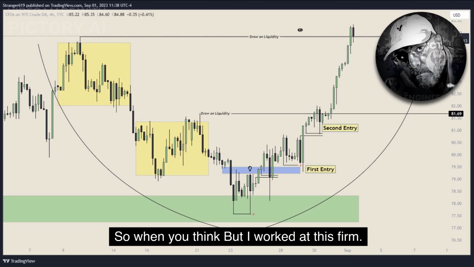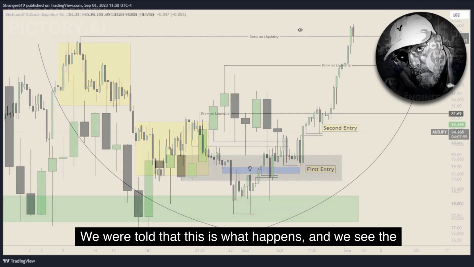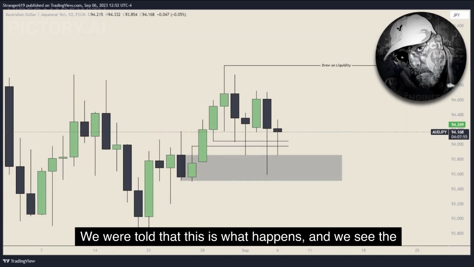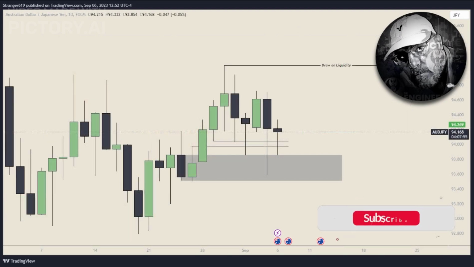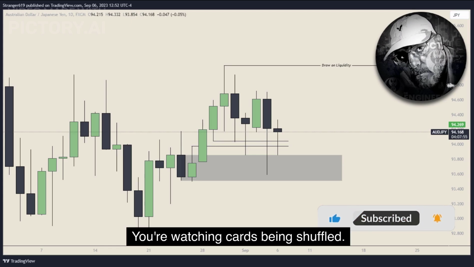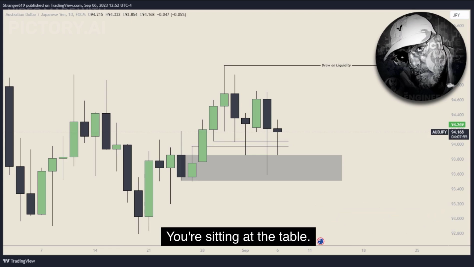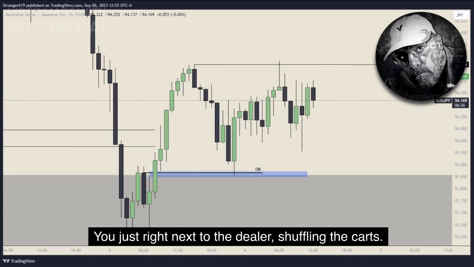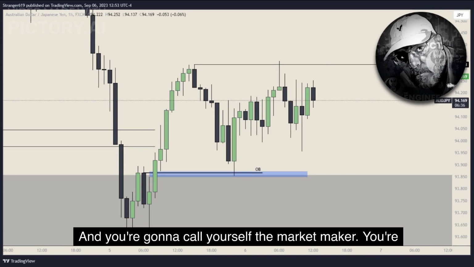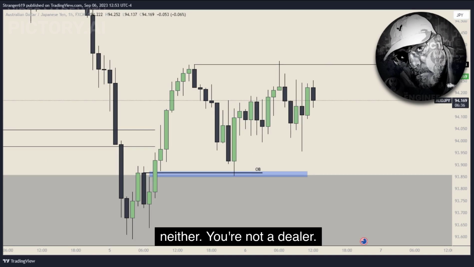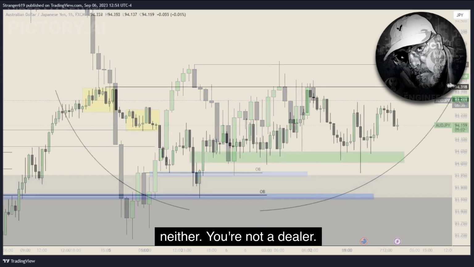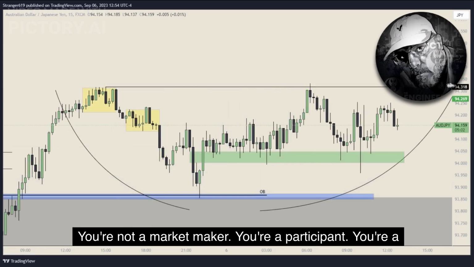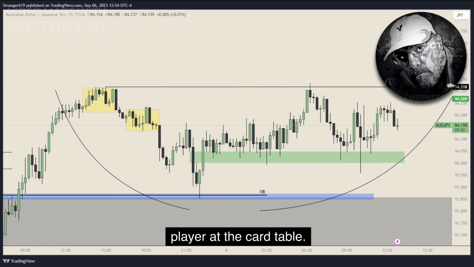So when you think, but I worked at this firm, we were told that this is what happens, and we see the order flow coming in. You're watching cards being shuffled. You're sitting at the table, right next to the dealer, shuffling the cards. And you're going to call yourself the market maker. You're neither. You're not a dealer. You're not a market maker. You're a participant. You're a player at the card table.